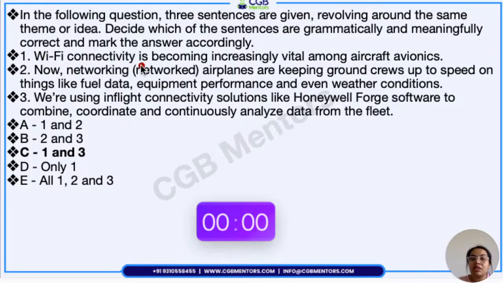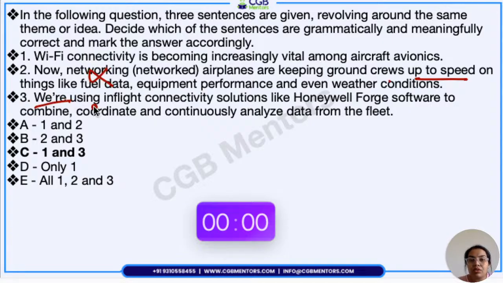Wi-Fi connectivity is becoming increasingly vital among whom, among what, among aircraft avionics. Bingo, first is definitely correct. Okay, don't have to worry about this. Now, networking airplanes are keeping. Airplanes that are used for networking, that doesn't give any meaning. Networked, airplanes which are in sync, they are keeping ground crews up to speed. So, definitely, second is wrong.